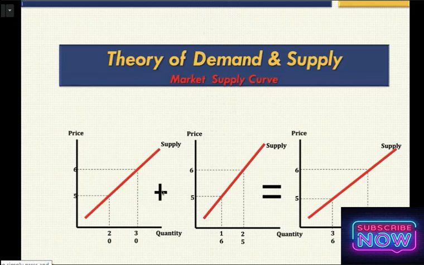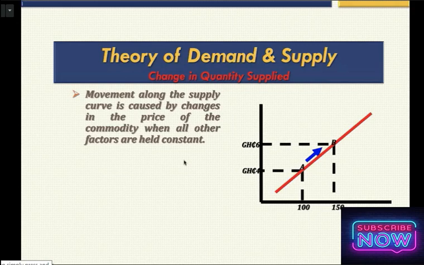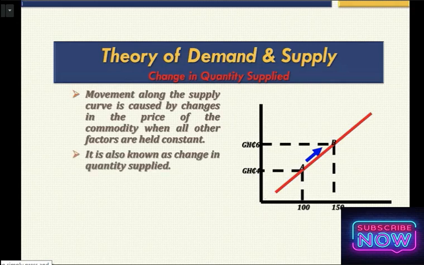So we will do calculations on some of these things in our subsequent lectures for all of us to appreciate the concepts behind that. So this is change in quantity supplied, which I have already explained. It follows the same analysis like that of the demand, but here the curve is not the same because the relationship between price and quantity supplied is not the same as the relationship between price and quantity demanded. So when you talk about change in quantity supplied, it is a movement along the same curve caused by changes in the price of the commodity when all other factors have been held constant.